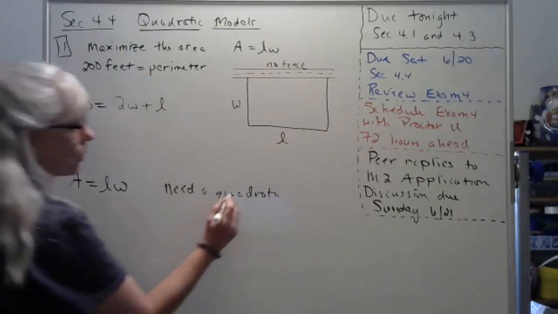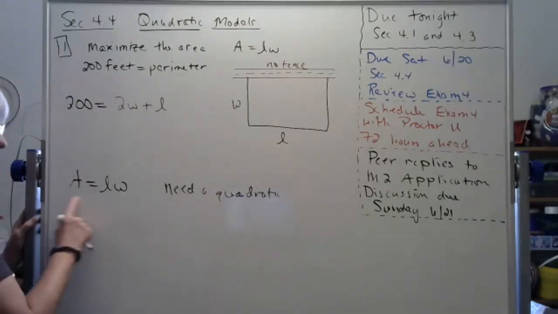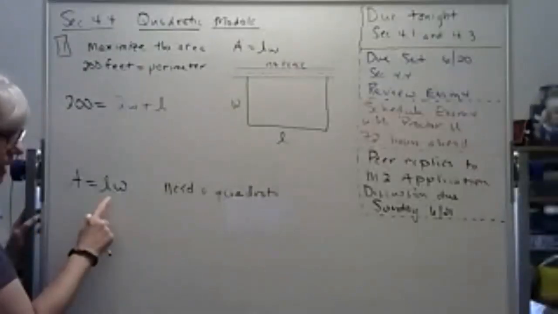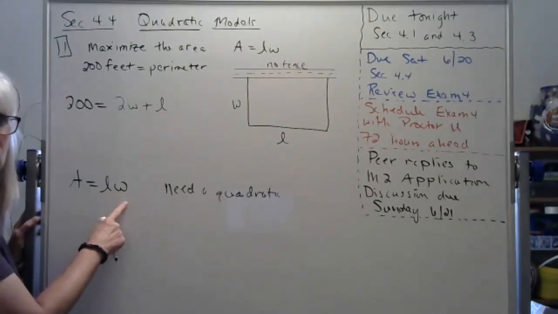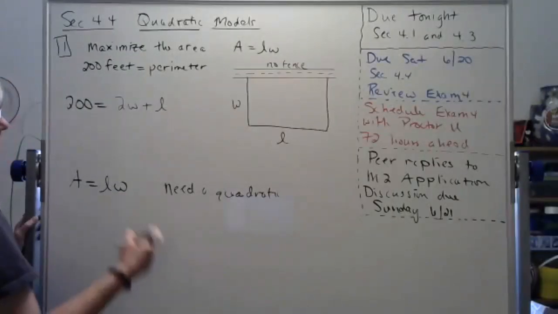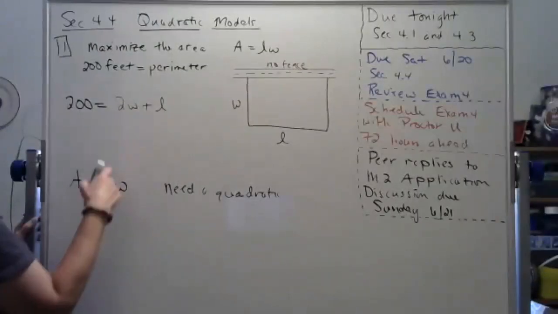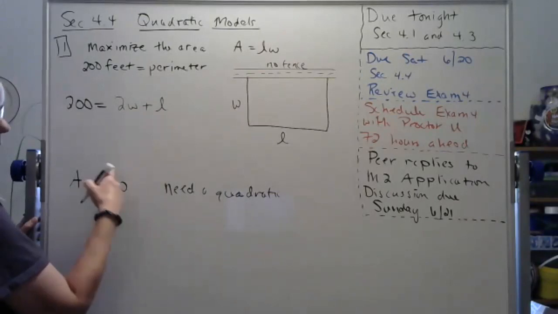So to do that, what we're going to do is recognize a couple of things in our background. If we want to write this as a function, then we can't have both L and W. We have to have one letter or the other letter. You can't have two. So going back to this one, we're going to solve for either L or W and substitute it. And that's our plan of attack.